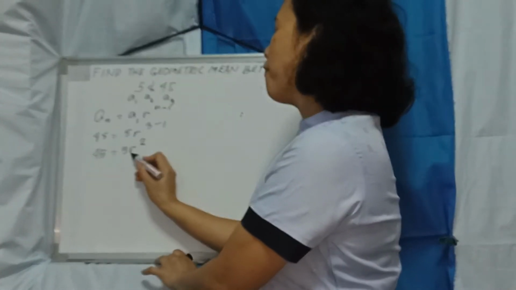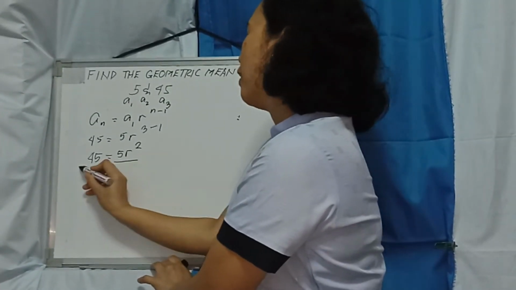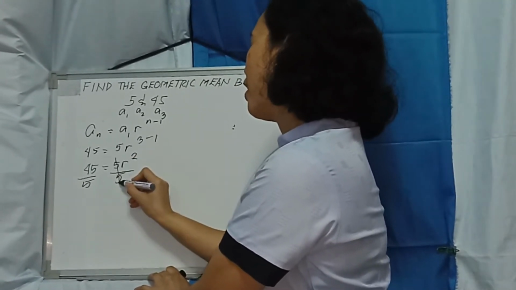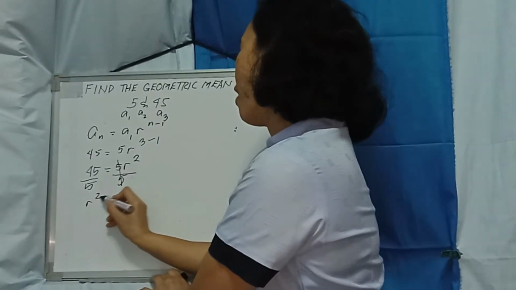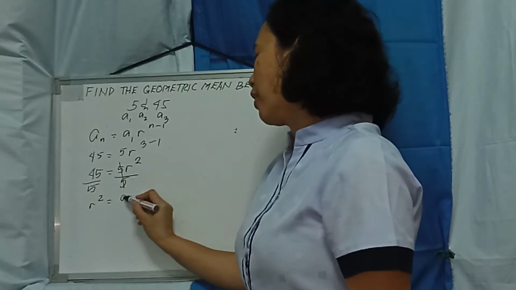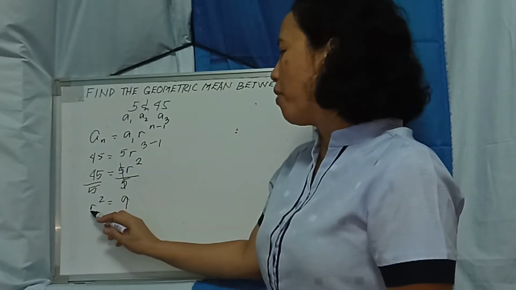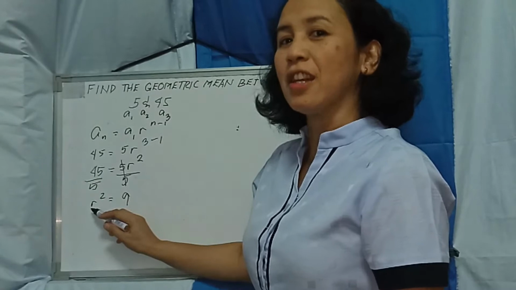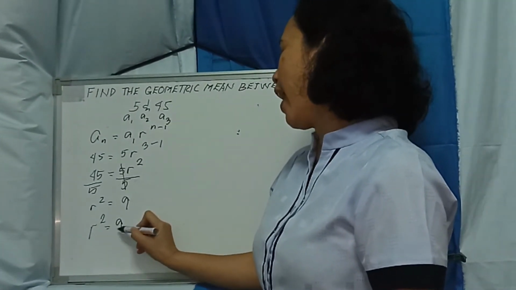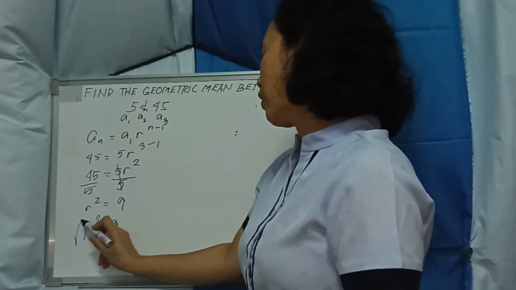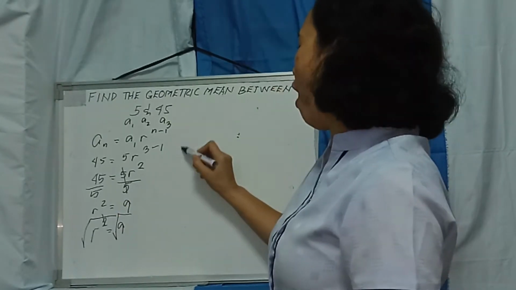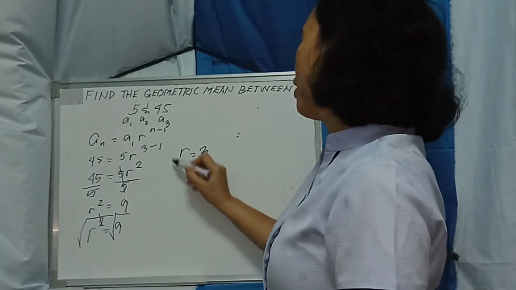To get the value of r, we divide both sides by 5. Then cancel here. Then we write here r squared equals 45 divided by 5, which is equivalent to 9. To get the common ratio, we are extracting the square root. So we have here r squared equals 9. Then extracting the square root, r is equivalent to 3.